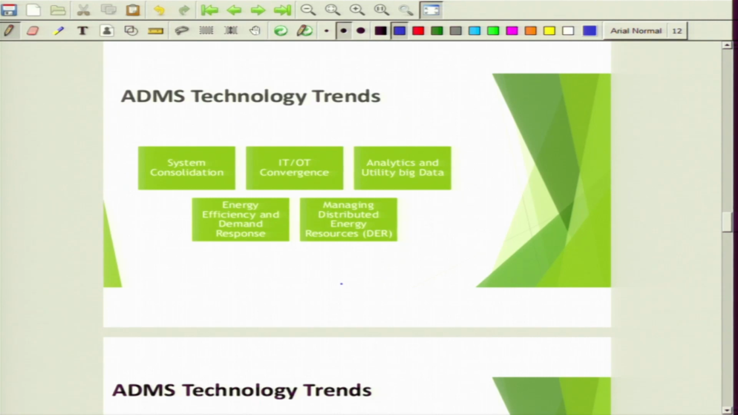So, ADMS technology trends: system consolidation, IT-OT convergence, analytics and utility big data handling, energy efficiency and demand response, and managing the renewable energy sources as well.